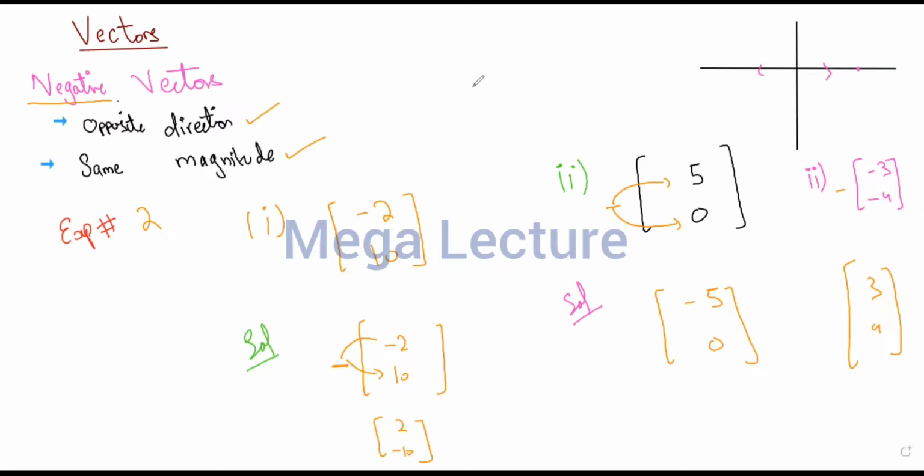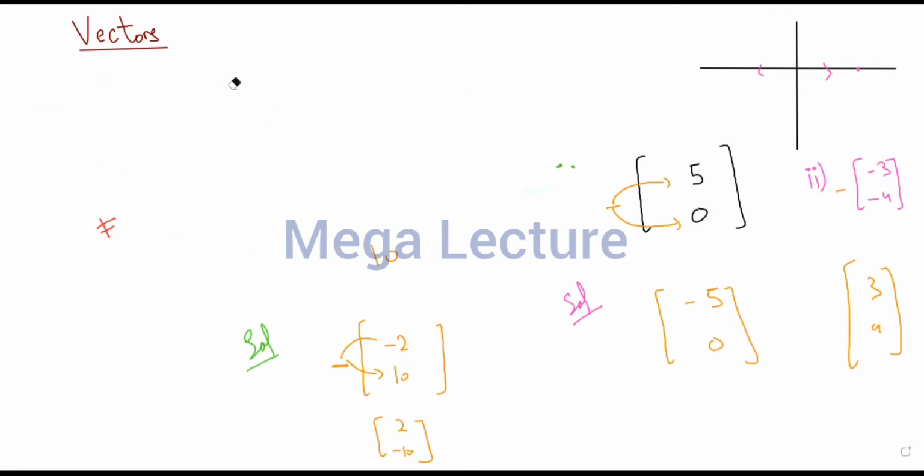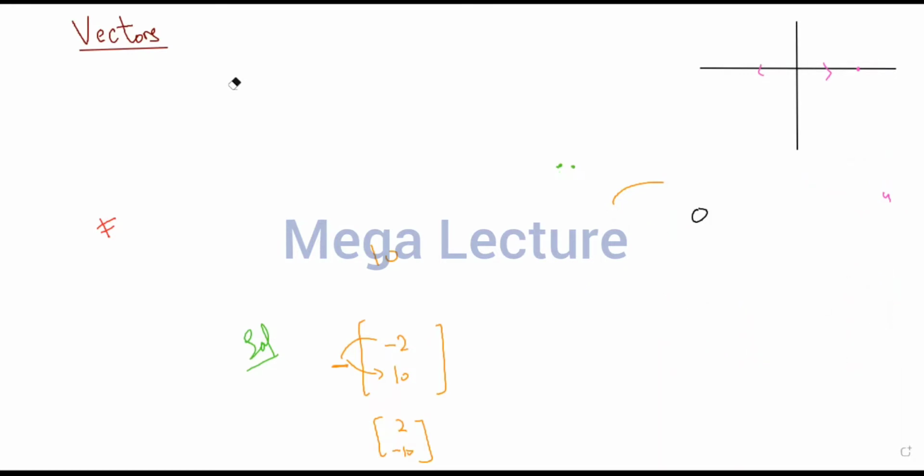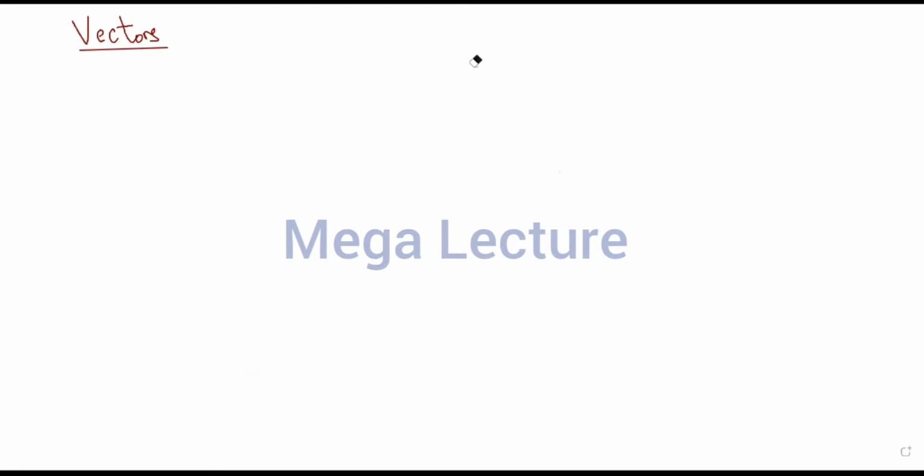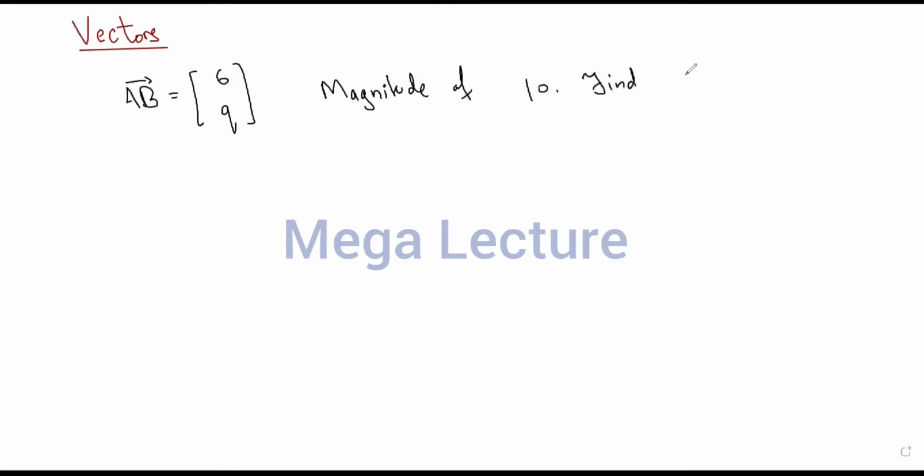Very good. Now let's talk about a question here. So we'll see how to use the magnitude formula for finding one of the components of the vector. Okay. So let me write down the question first. And then once done with these, we'll talk about the past paper questions from vectors. Okay. So it says AB is a vector and the column vector is 6, q. You have been told that the magnitude of this vector is 10. Find q. Okay. This is the question.